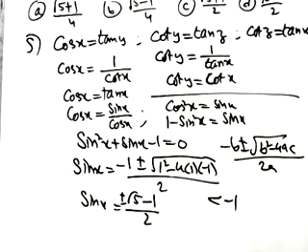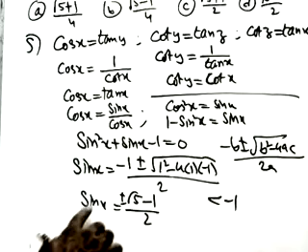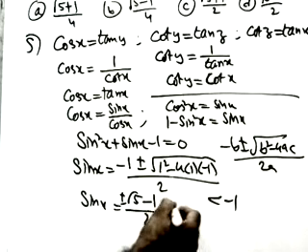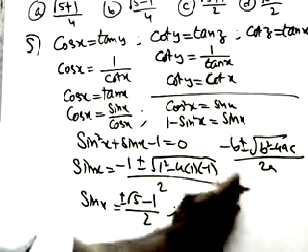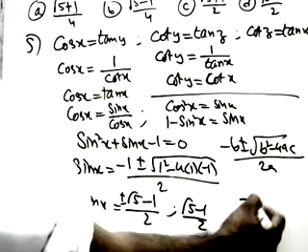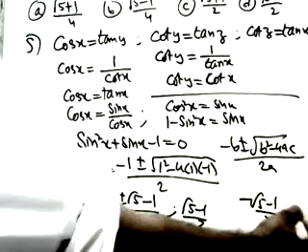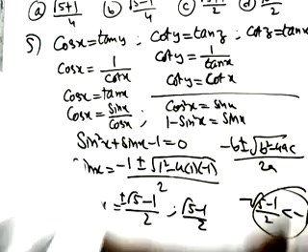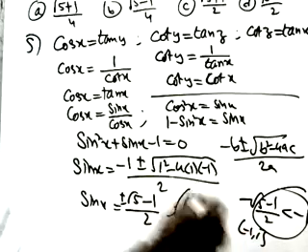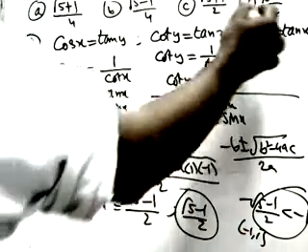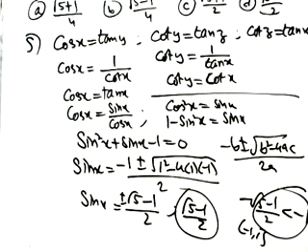If you take minus root 5, it will be lesser than minus 1. But sine ranges from minus 1 to plus 1, so we can take only one positive value, root 5 minus 1 by 2. If we take minus root 5 minus 1 by 2, it will be less than minus 1. This is not in the range, because the range of sine is minus 1 to 1. So what is the value here? Root 5 minus 1 by 2.